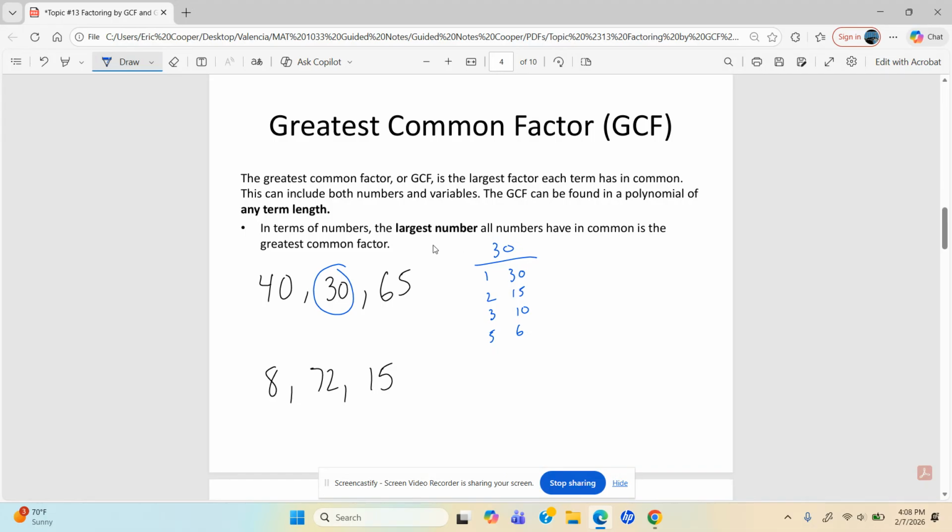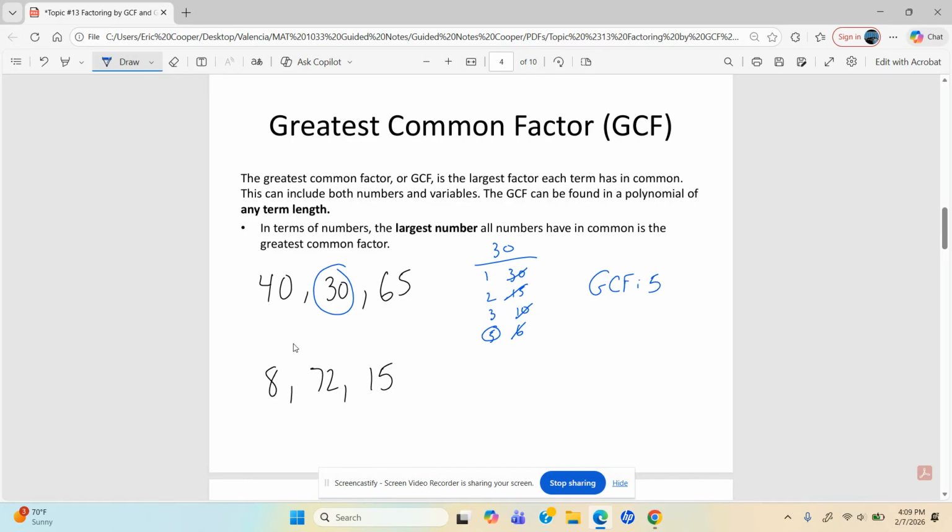So when I look at 30, I know 30 is going to go into 30, but 30 will not go into 40, so we'll get rid of that. 15 will not go into 40 evenly as well. Now 10 will go into 40 4 times, and we already know 10 goes into 30, but 10 does not go into 65 evenly. If you did that on a calculator, you would get a decimal. So 10 is not our GCF. 6 does not go into 40, so we'll get rid of that. But when I look at 5, 5 goes into 40 8 times, 5 goes into 30 6 times, and 5 goes into 65 13 times. So 5 would be the greatest common factor in this case.